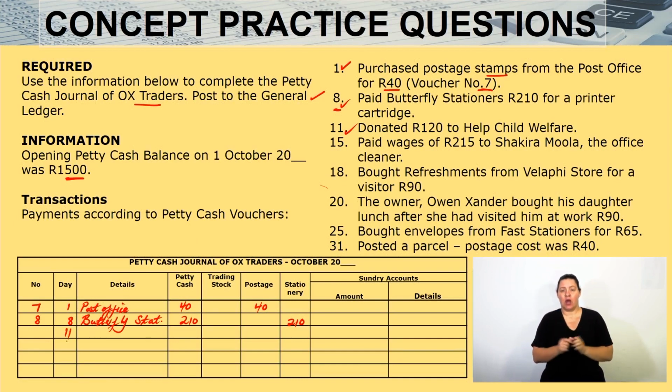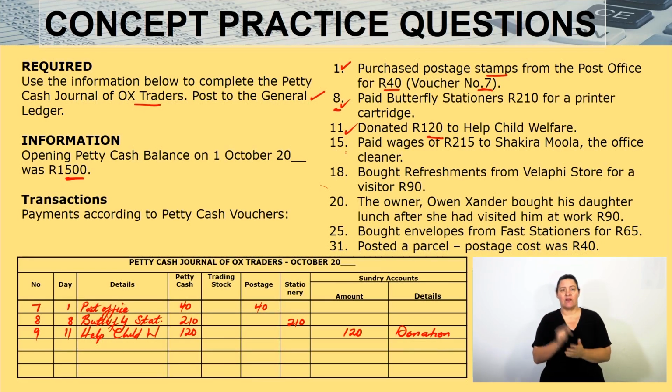Let me quickly go now on the 11th. So day is 11. My document, remember, they have to be numerical, so it's going to be number 9. And then whom did I pay? Okay, we donated 120 to help child welfare. So I come here, it's going to be help child welfare. How much did we donate? We donated 120. So I'm going to bring it now to my sundry accounts. It's going to be 120 and I'm going to say donation.